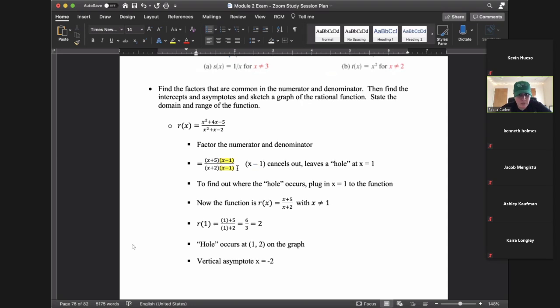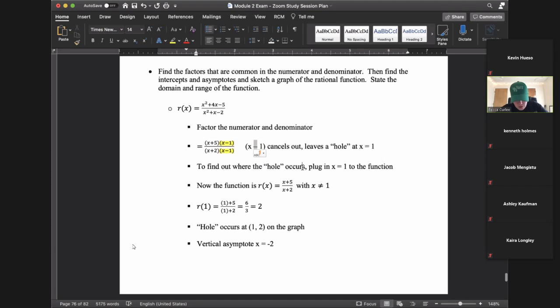So after we factor, we find x plus 5 times x minus 1 over x plus 2 times x minus 1. So the x minus 1s are going to cancel out, but that's going to leave a hole at x equals 1. Whatever that 0 is, it's going to leave a hole at x equals 1. So to find out where exactly the hole occurs, you're going to plug x equals 1 into the function. Since we canceled out those common factors, your function has changed. So your function is now just x plus 5 over x plus 2, with x cannot equal 1.